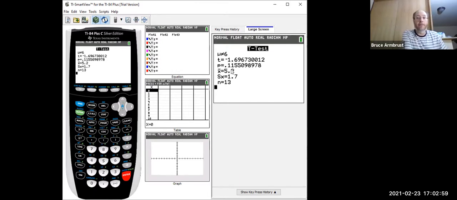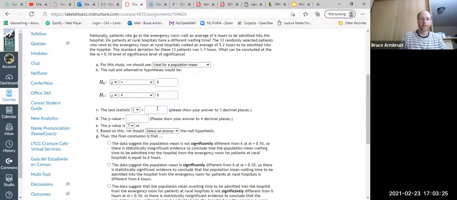So again, remember this asked for a t-score. Now we've got our t-score of minus 1.696, and a p-value of 0.1155. Let's go see what that tells us in terms of the homework set. So we'll go back to the homework page. All right, so the t-statistic was minus 1.697 if we round it to 3 decimal places.